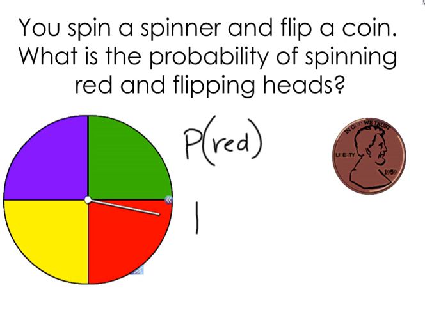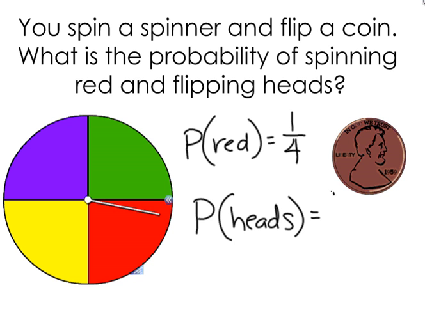And then I could also write probability of flipping heads. So if I write down what each of those individual probabilities would be, probability of spinning a red is 1 out of 4, and probability of flipping heads is 1 out of 2. If I want the probability that both of those things happen together, then I'm actually going to multiply those two values. So 1/4 multiplied by 1/2 is going to be 1 out of 8.